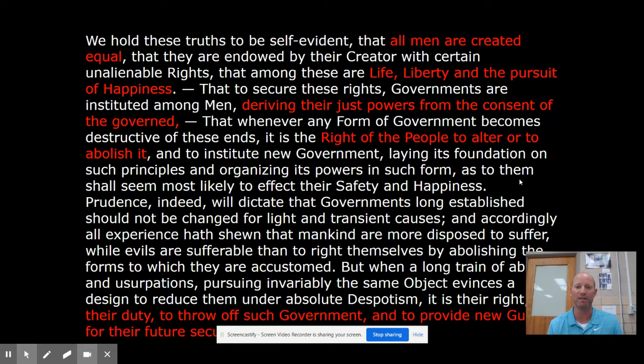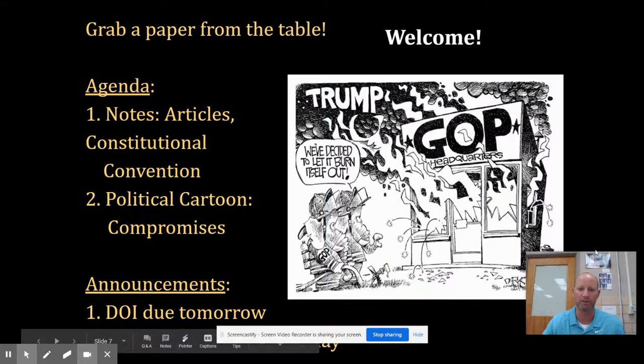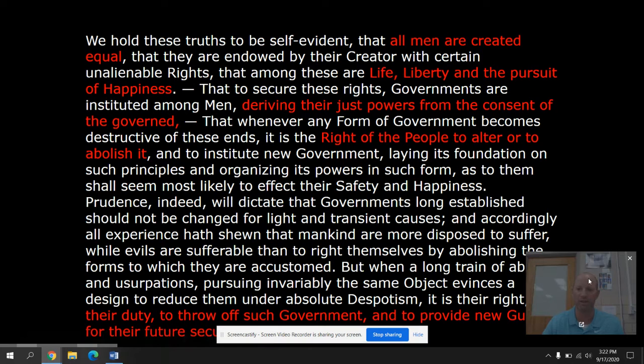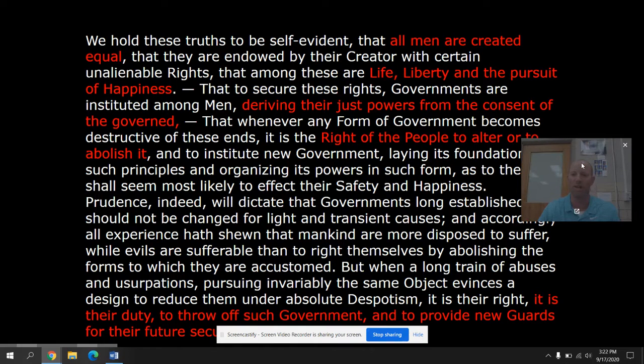Where it says right here, and to institute new government, laying its foundation on such principles and organizing its powers in such form, and so on. So, when a long train of abuses and usurpations, pursuing invariably the same object, evinces a design to reduce them under absolute despotism, it is their right, their duty, to throw off such government and provide new guards. Right? All these ideas coming right out of the Enlightenment, and you can see the impact they have.